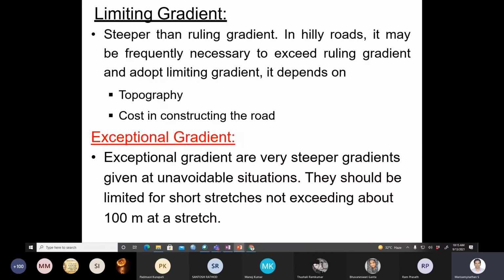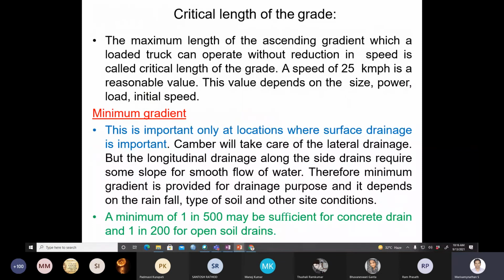Third will be the exceptional gradient, which is steeper than the limiting gradient that we are providing. Some unavoidable situations are there where we might be providing it. So it is with respect to the field issues, not with respect to design. With respect to the field conditions, the same topography and cost, and the environmental and other constraints that are there, according to that, the exceptional gradient we are providing. Probably it is considered for short distances only, stretches which might be less than 100 meters. So this is the exceptional gradient, which is steeper than the limiting gradient, where unavoidable situations are there and we need to provide it.